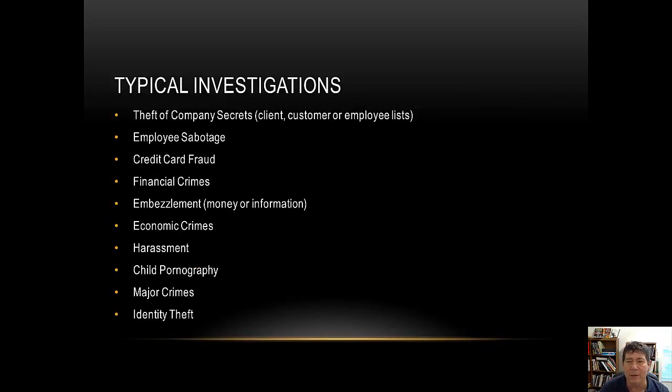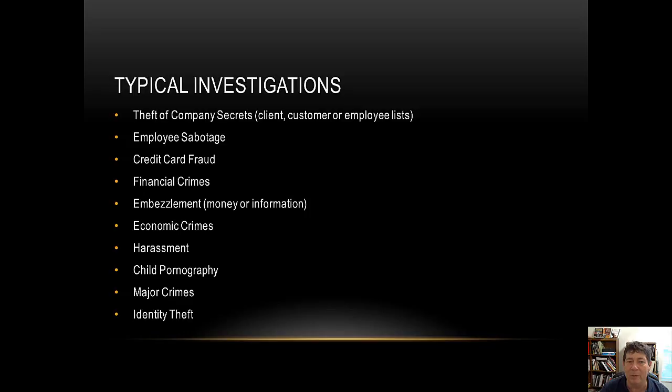So typical investigations, there are quite a few types, and I've listed a number here. There are others, but these are the ones that just came to mind. The first may not be as obvious as you think: theft of company secrets. A lot of people who work at companies get paid to reveal company secrets. It's just a fact of life. It's industrial espionage. That's part of the way company secrets are stolen.